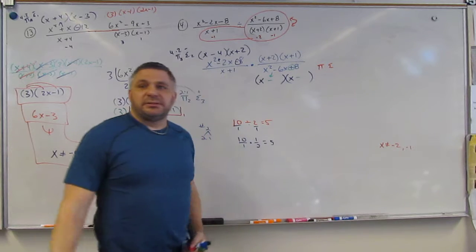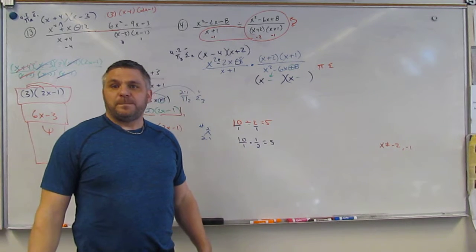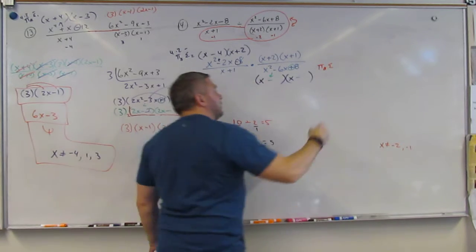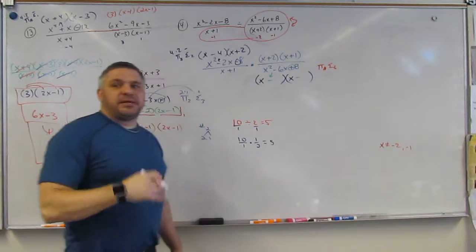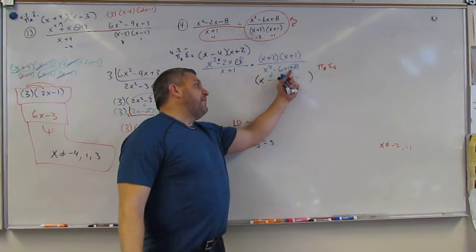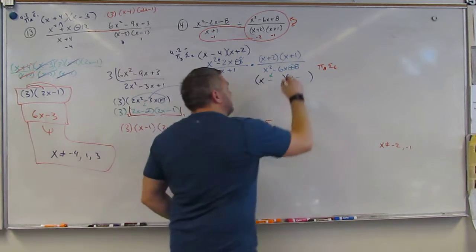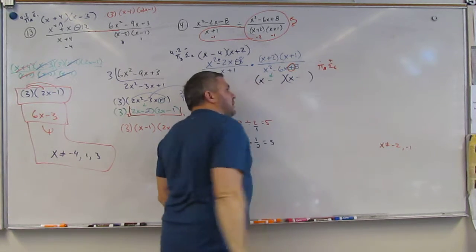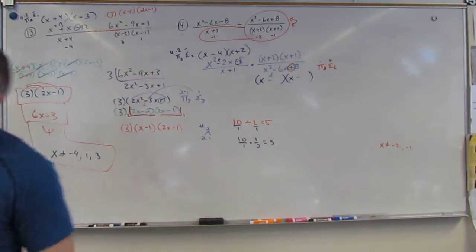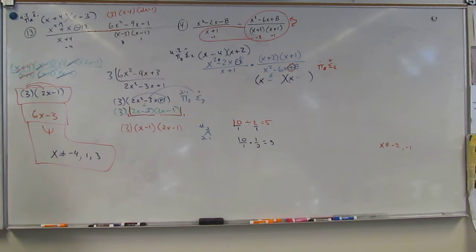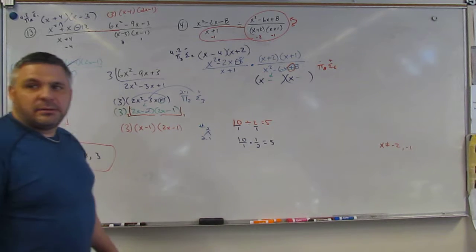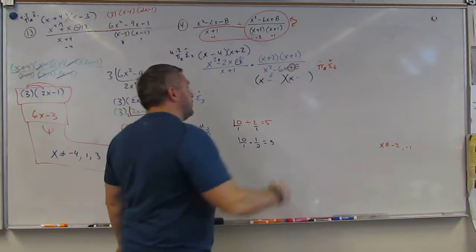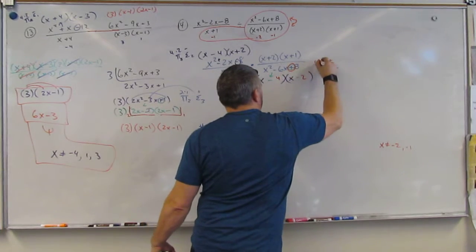Now let's do the product and the sum. What's the product? 8. And the sum? 6. And are we adding or subtracting to get the sum? Adding. Always this one, so make a note of it. We multiply to get 8, but we add to get 6. What does that? 4 and 2.